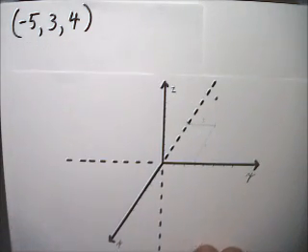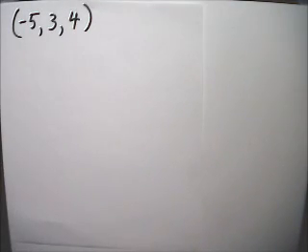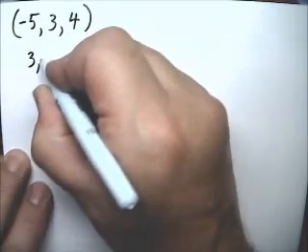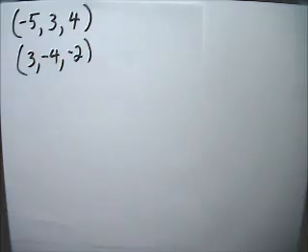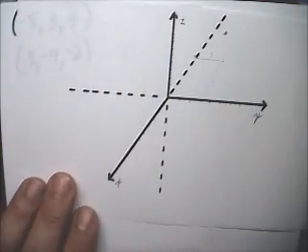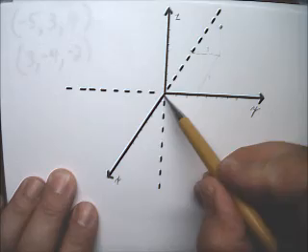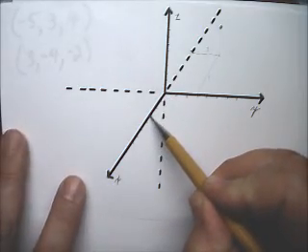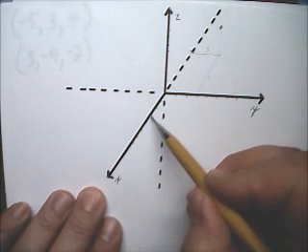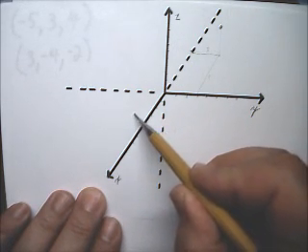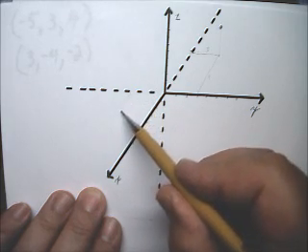Okay, there is a b part, and the b part is the point 3, negative 4, negative 2. So to graph that, the x is 3, so positive 3 this time, and the y is negative 4. So now we've got to go through the wall and this way 4. See?